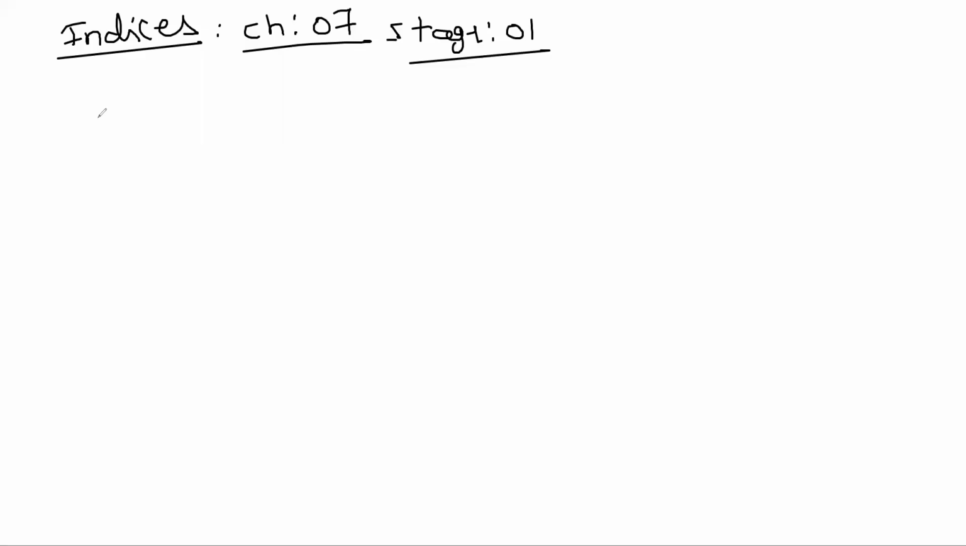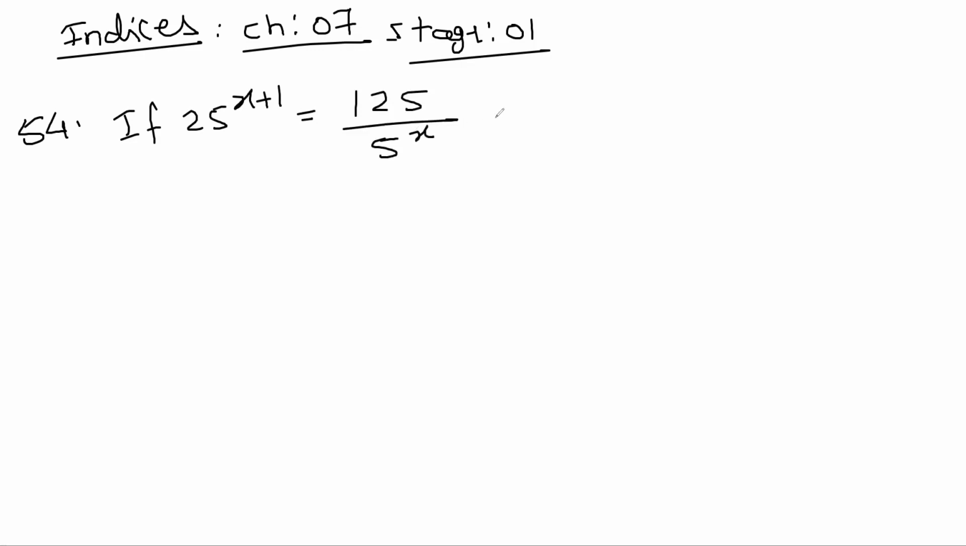Stage 1, indices, chapter 7, revision. Question 54. If 25 raised to x plus 1 is equal to 125 upon 5 raised to x, find x.